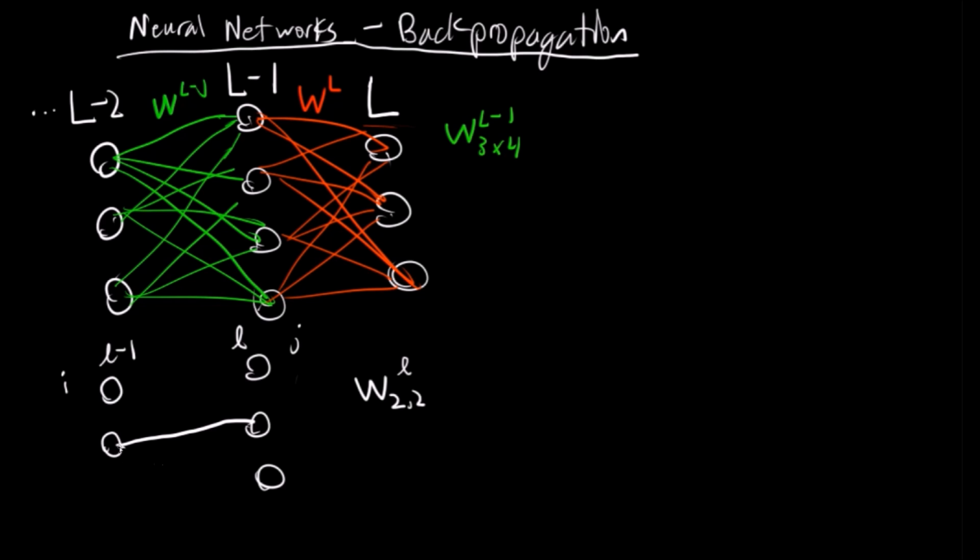And then if I wanted to have a connection going from the second neuron in L minus 1 to the third neuron in L, then we would have W2,3. Okay? Of course, layer L. So that's how that works.